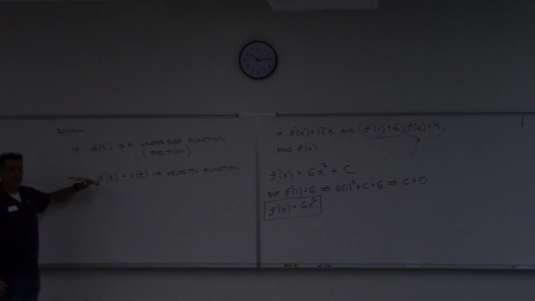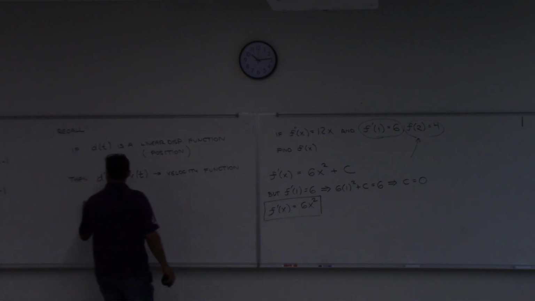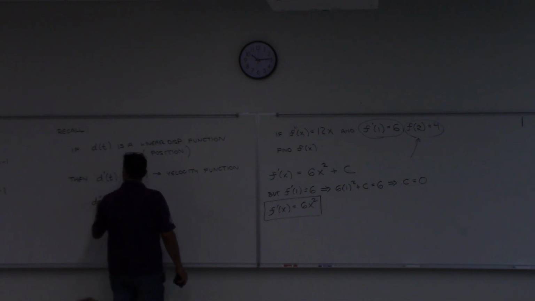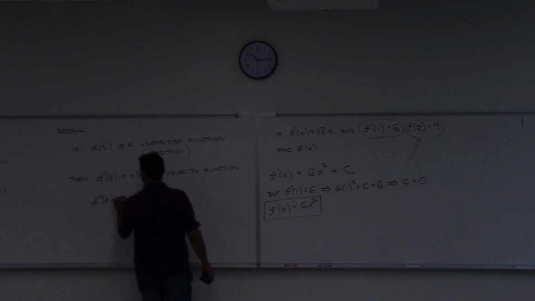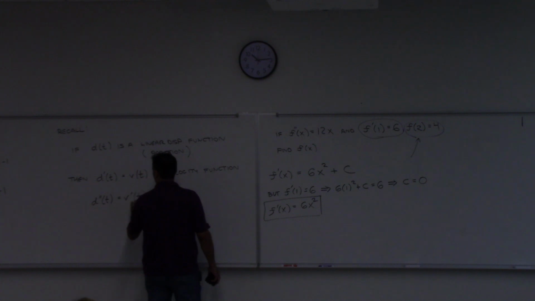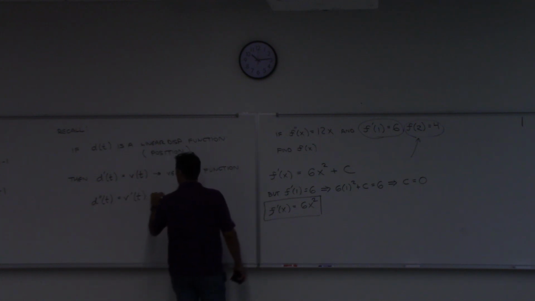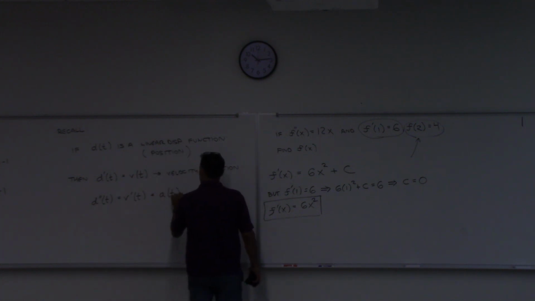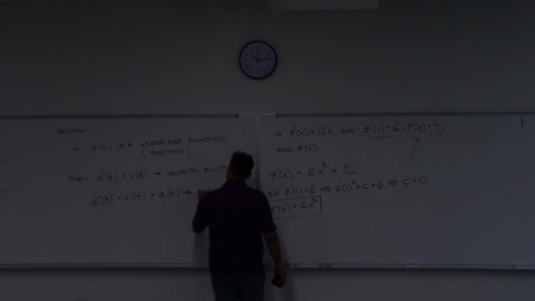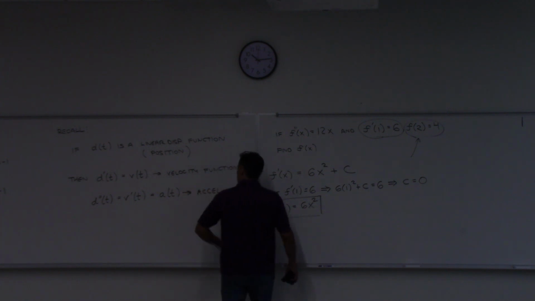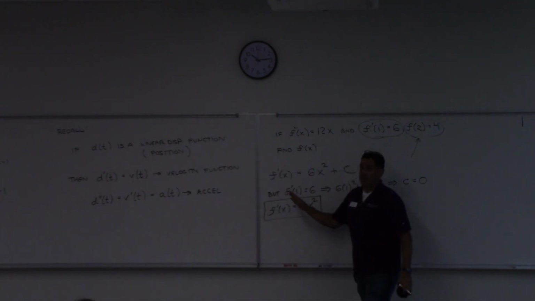Position, take derivative, get velocity. What if I take the derivative of velocity? I get acceleration. So if I take the second derivative of position, which is the same as the first derivative of the velocity, that will give you a of t, which is the acceleration function. And that's for everything.